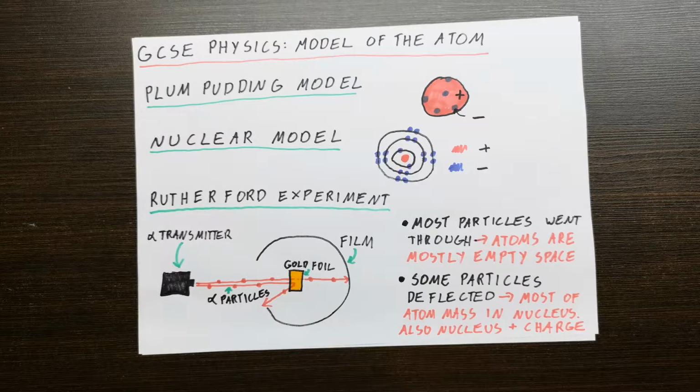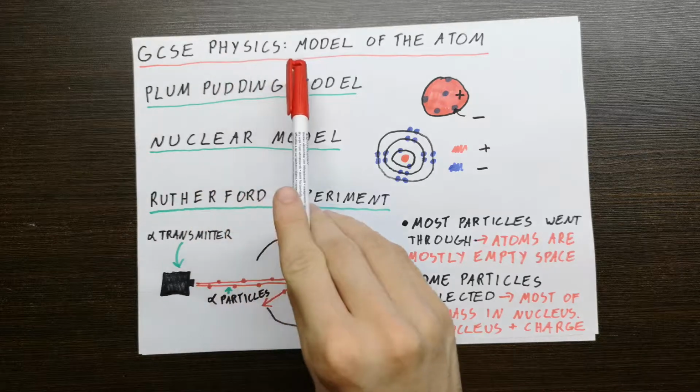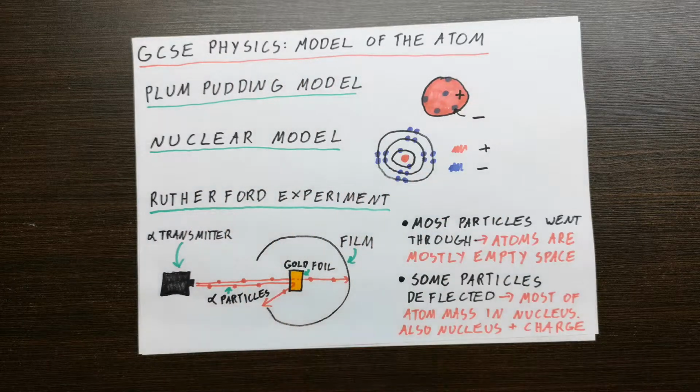Today we'll be looking at GCSE Physics Model of the Atom. We'll be looking at how people thought atoms looked in the past, how we got the model of the atom that we know so well today, and what it is exactly. We'll be talking about some experiments that led to it, especially the Rutherford experiment, which is probably the most important in this topic. And so, without further ado, let's get started.